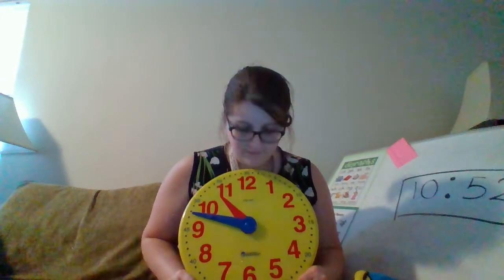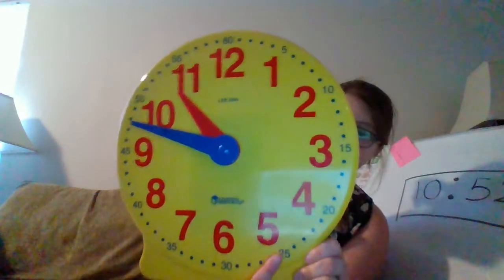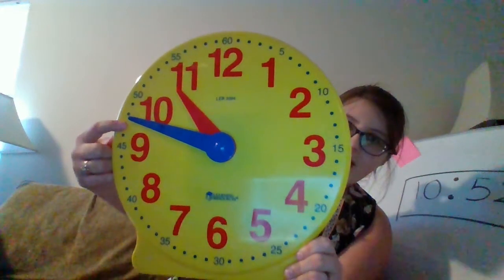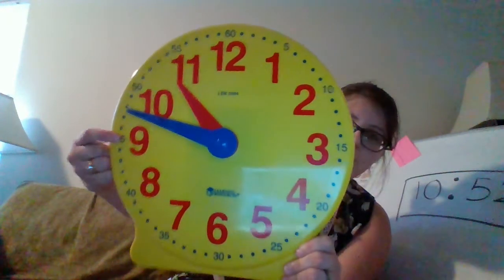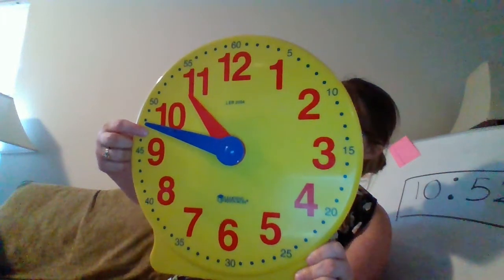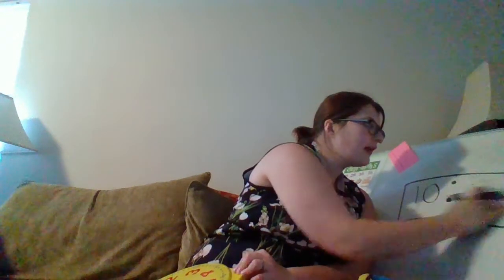Now wait, is it 52 anymore? Let's find out. I'm going to count by 5s or look at the edge. 5, 10, 15, 20, 25, 30, 35, 40, 45. Uh-oh. It's past 45, but it's not up to 50. So let's see how many past 45. We're going to count up by 1s. 45, 46, 47, 48. It's almost at 48. So we have to change our minutes to 48. This time, the analog clock said 10:48. Let's spin our clock some more and see what time it lands on.